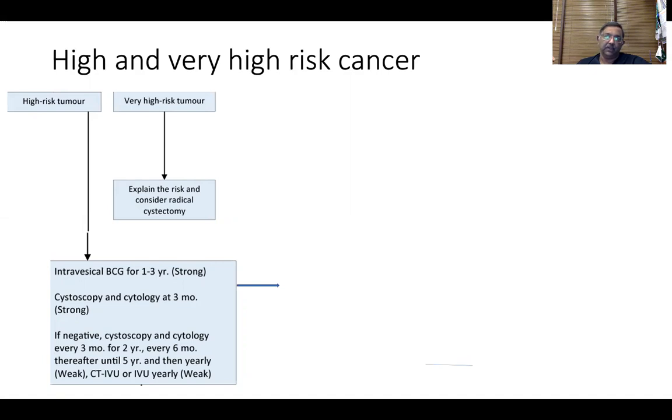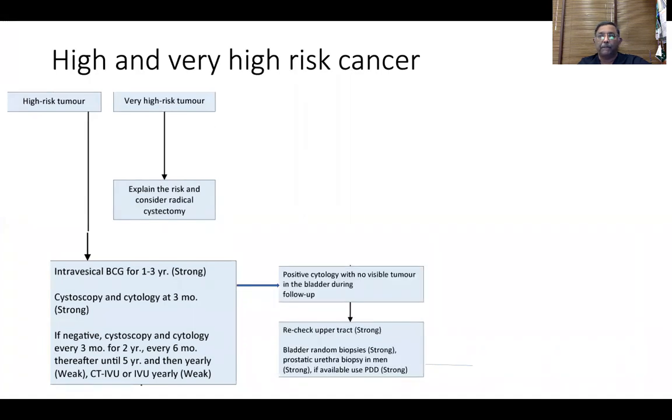For very high risk patients, as we have said, lymphovascular invasion, presence of variant histology, and carcinoma in situ are the ones which need to be primarily counseled for radical cystectomy. And it's a very small group which does not agree for cystectomy that are the ones which need to go for BCG.